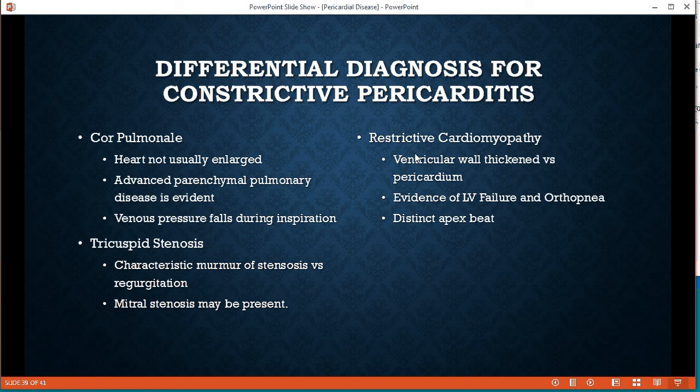Okay. You will have evidence of left heart failure with orthopnea in restrictive cardiomyopathy, whereas in constrictive pericarditis you'll have fairly normal, if not absolutely normal, LV function. Because you have normal LV function, you should not have evidence of orthopnea. And then you can definitely hear a distinct apex beat.